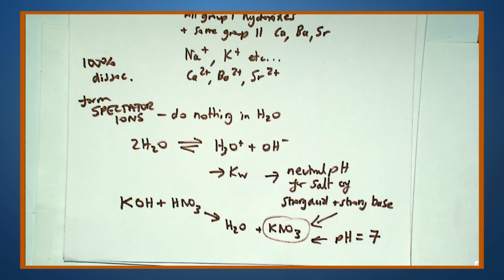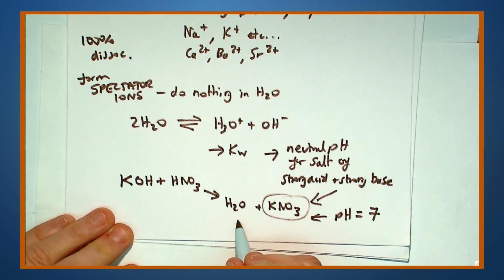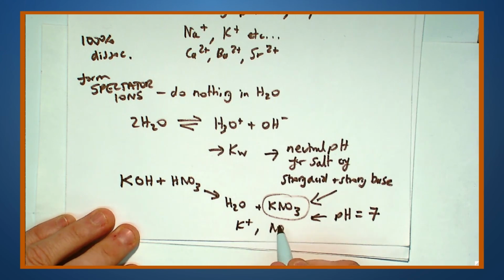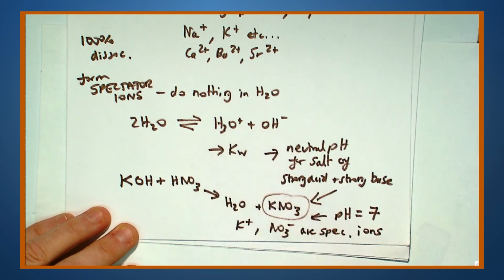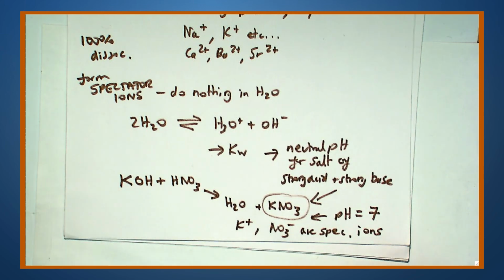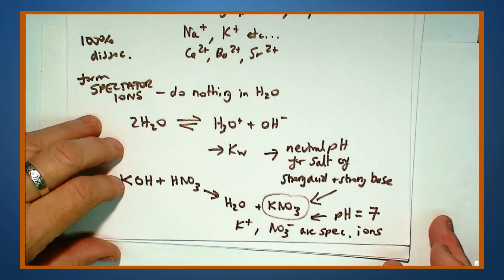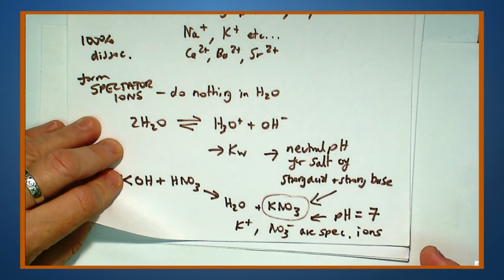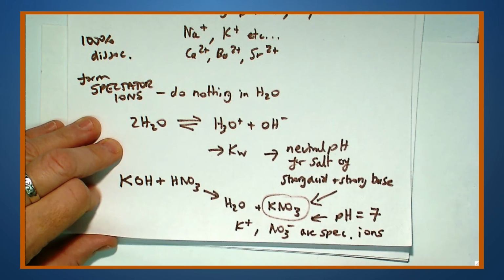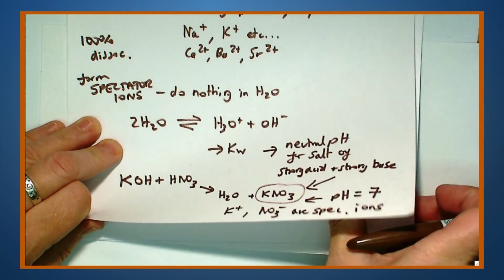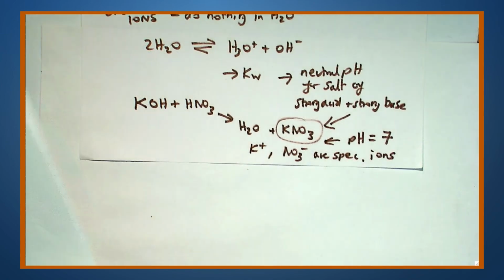I don't need to do any math. And the reason is because K plus and NO3 minus are spectator ions. They're going to do nothing. They're not going to interfere with this at all. So if you can recognize you have a salt of a strong acid and a strong base, you just know that it's a neutral pH. Where it gets complicated is if one of your parents, either your acid or your base, is weak. We'll talk about weak with weak a little bit in class. It's not something we're going to do in detail mathematically.